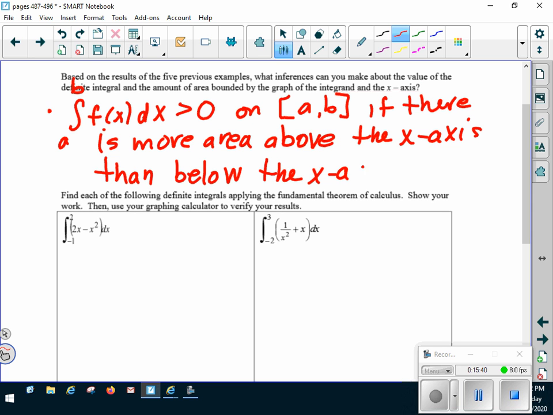I think you can probably figure out what the next one's going to say. All right. The integral is less than 0 on that closed interval if there is more area below the x-axis than above. Correct.